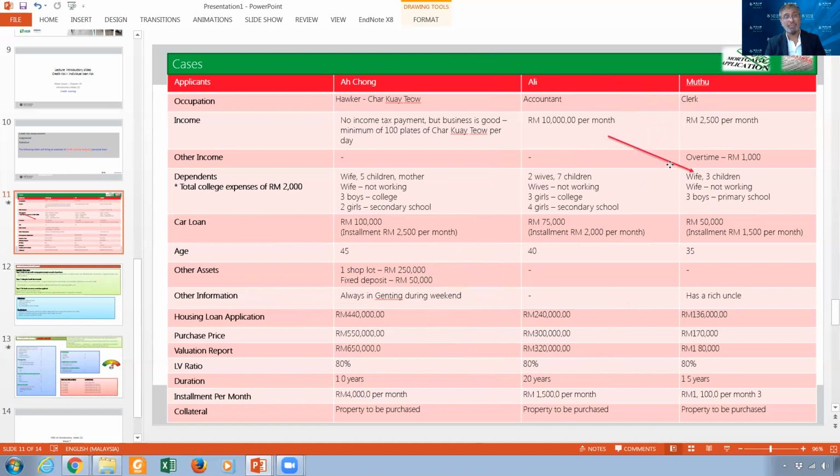You know, he has overtime. So he has 3,000K, 3.5K. And he has a wife, 3 children, not working, you know.